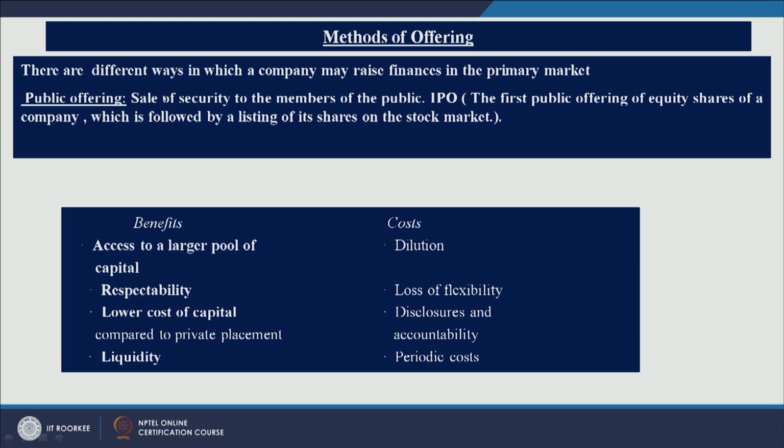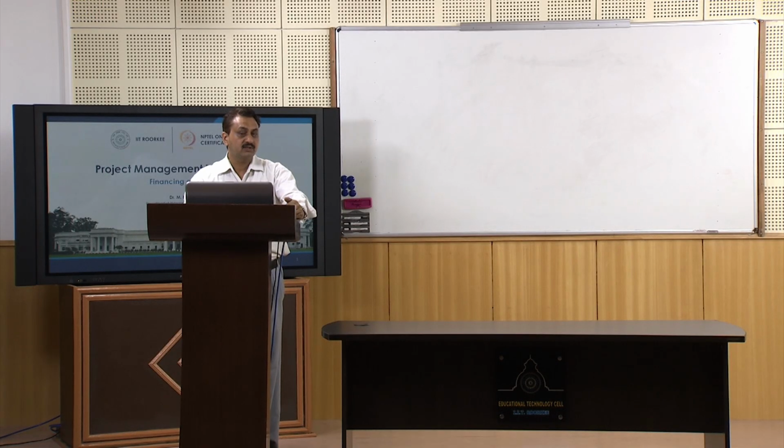An IPO is nothing but the sale of securities to members of the public. So, when the company generates money from the public for the first time, it is called an IPO. Once you go for an IPO, when you need some more money, then you need to visit the market again. That is called a seasoned equity offering. So, you need to revisit the capital market.